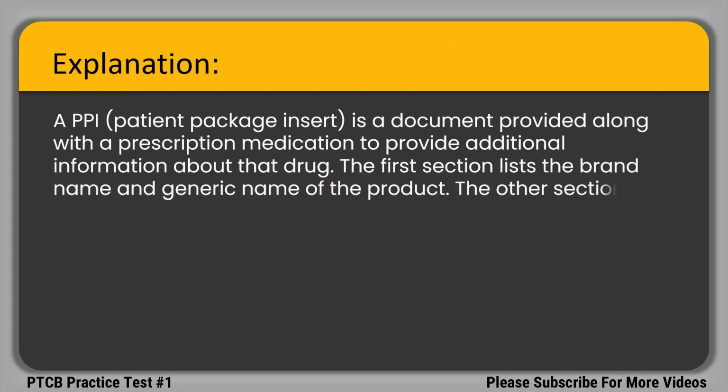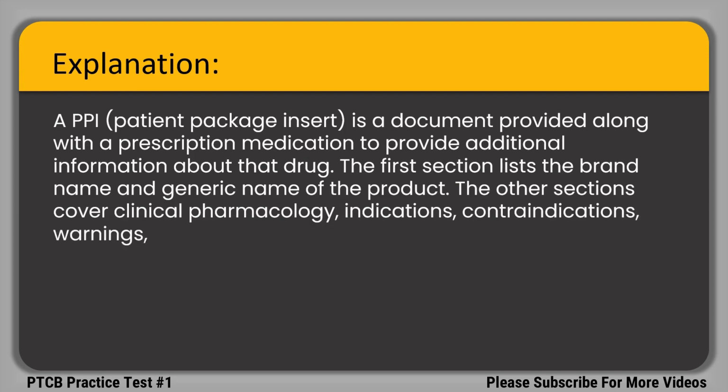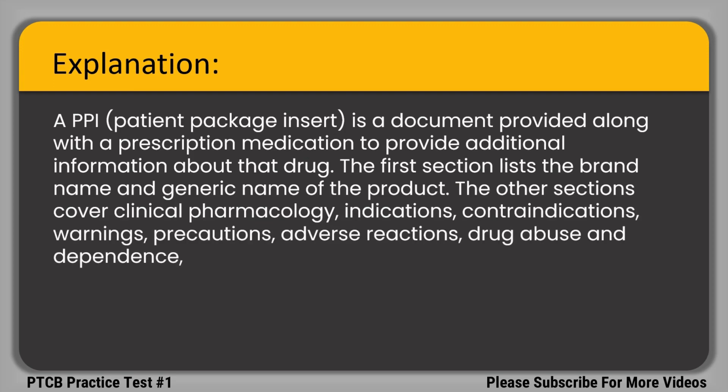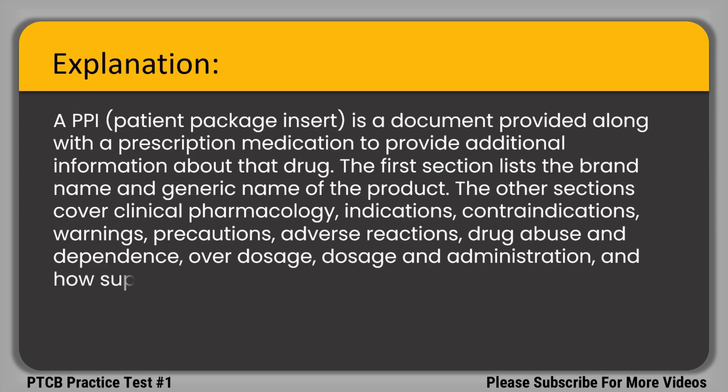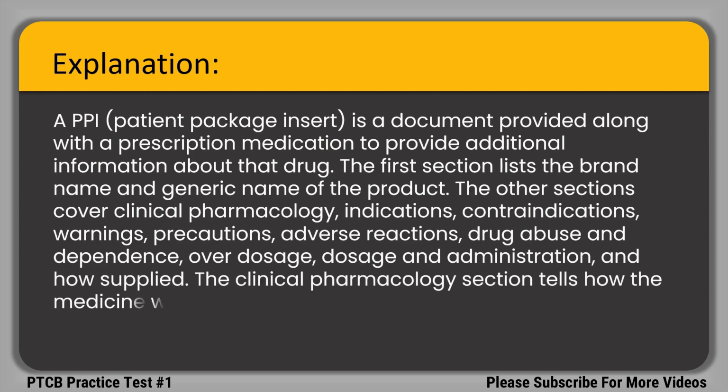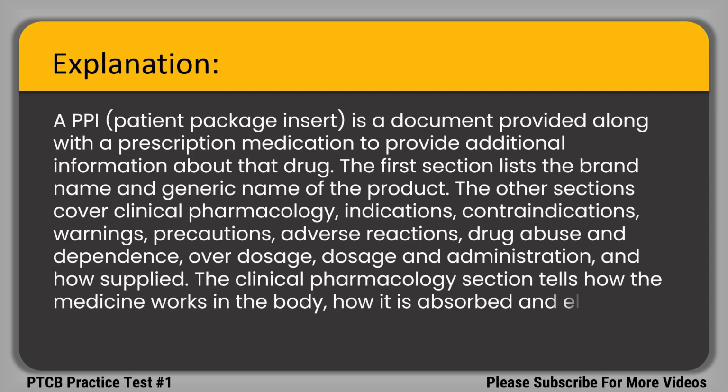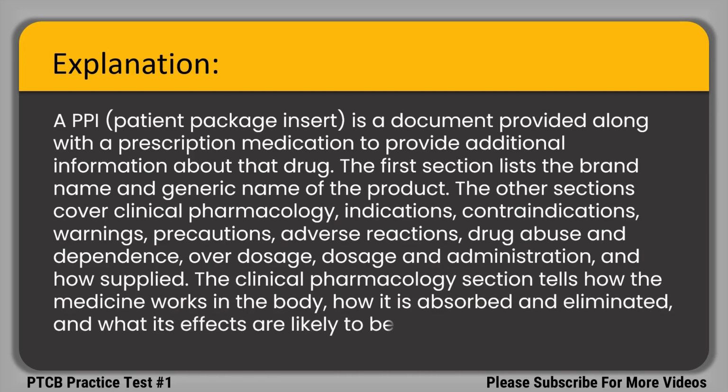information about that drug. The first section lists the brand name and generic name of the product. The other sections cover clinical pharmacology, indications, contraindications, warnings, precautions, adverse reactions, drug abuse and dependence, overdosage, dosage and administration, and how supplied. The clinical pharmacology section tells how the medicine works in the body, how it is absorbed and eliminated, and what its effects are likely to be at various concentrations.